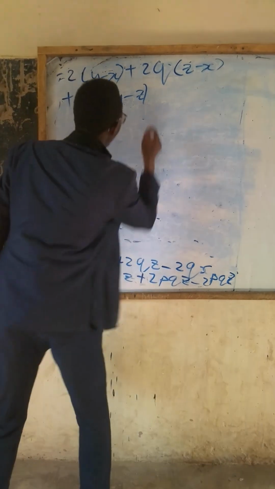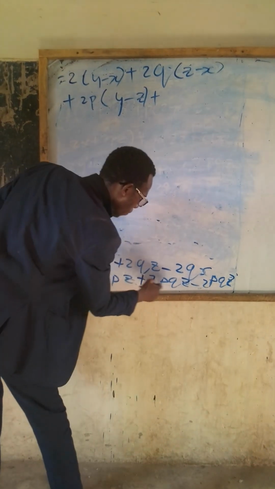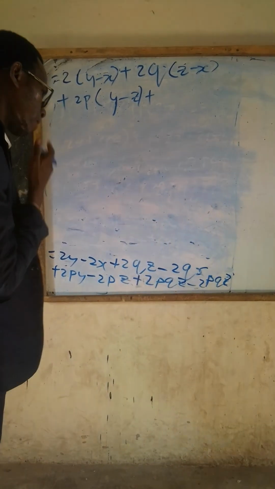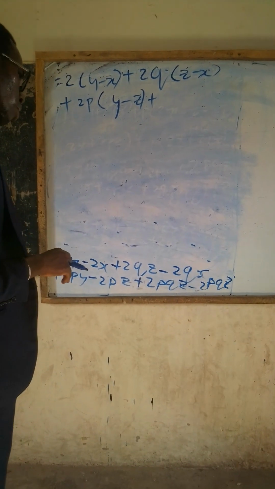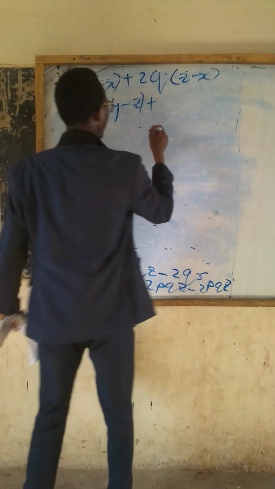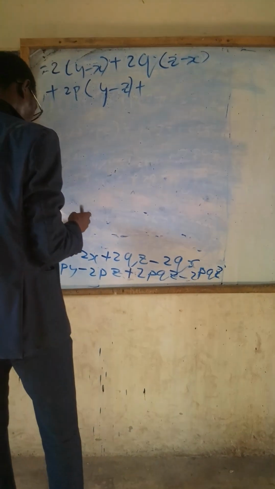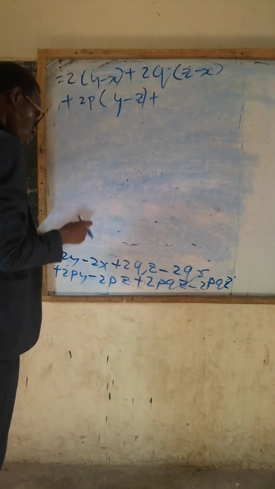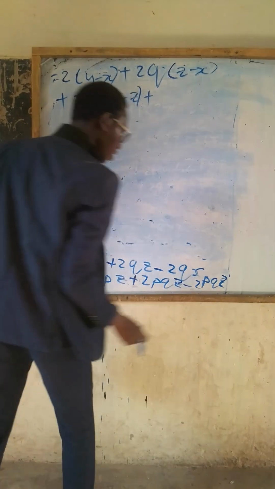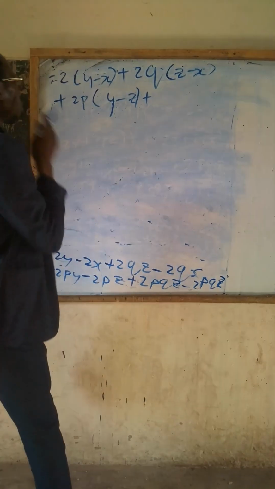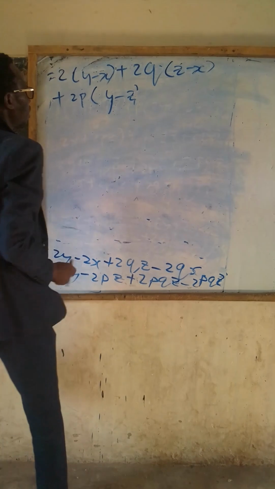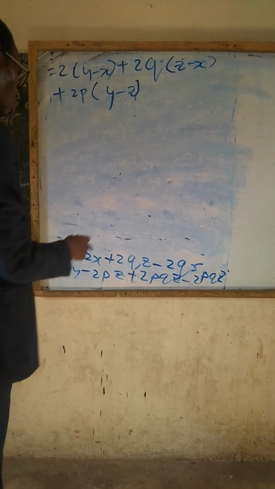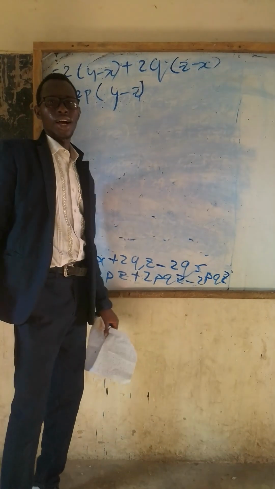So let's factor. We have plus 2pqz minus 2pqz. Let's just write this one down. This will cancel this definitely. Everything here will be 0. So we have come to the end of the problem. We have definitely solved it, and we have come to the conclusion that this is the answer.